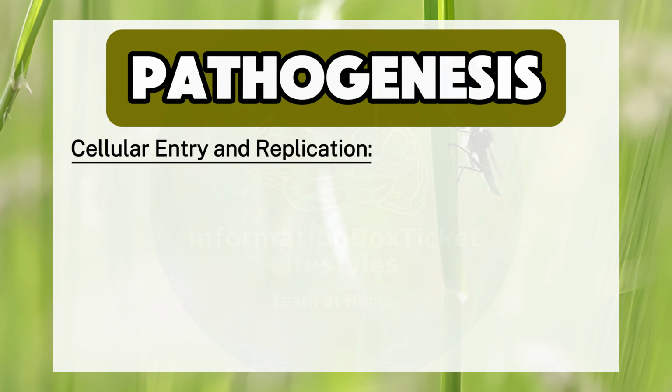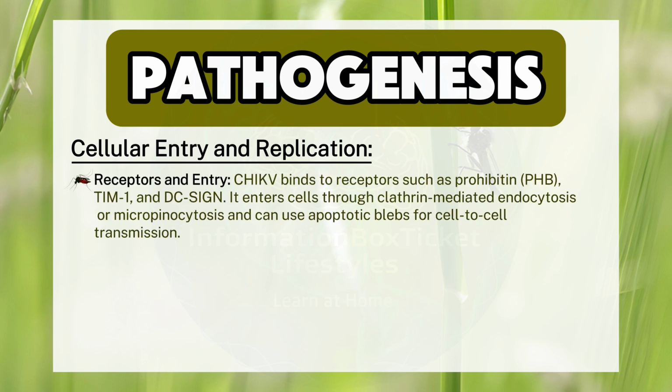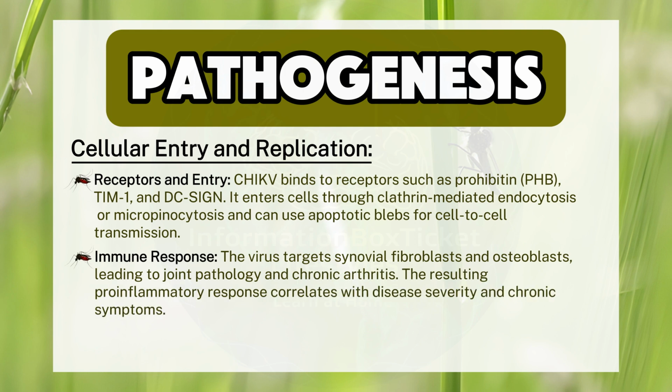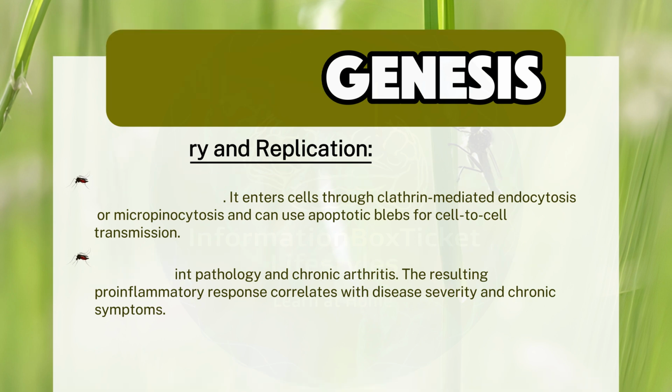Cellular entry and replication. Receptors and entry. Chikungunya virus binds to receptors such as prohibitin, PHB, TIM1, and DC-SIGN. It enters cells through clathrin-mediated endocytosis or macropinocytosis and can use apoptotic blebs for cell-to-cell transmission. Immune response. The virus targets synovial fibroblasts and osteoblasts, leading to joint pathology and chronic arthritis. The resulting pro-inflammatory response correlates with disease severity and chronic symptoms.